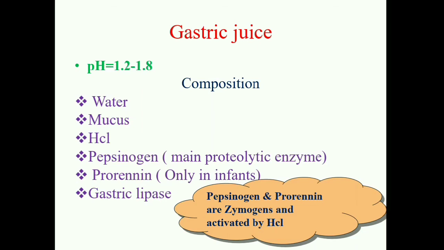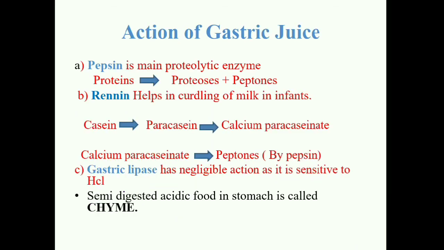So gastric juice mainly contains three enzymes. The main one is pepsin, renin found only in infants, and lipase is present only in small amount. This is action of gastric juice. As I told you, pepsin is the main proteolytic enzyme. It is activated by HCl. HCl converts pepsinogen into pepsin, and once pepsin gets activated, it is there to break down proteins. Proteins are broken down into proteoses and peptones by the action of pepsin.